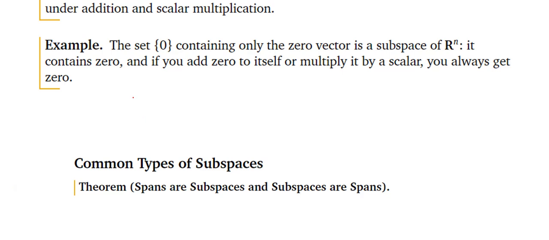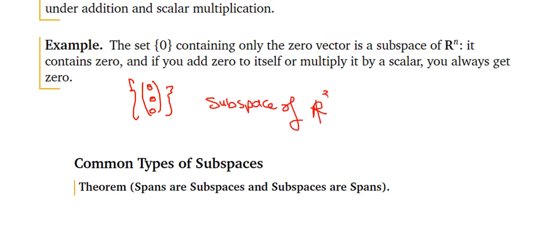So if we have the set that includes the 0 vector that belongs to R3, thus this set is a subspace. Is it a subspace of R3? Now we have taken a set that contains only the 0 vector and it's a subset of Rn. We will say that yes, this set that includes only the 0 vector is a subspace of R3.